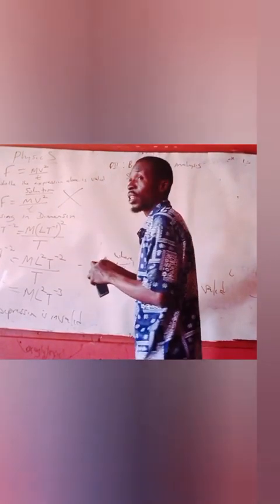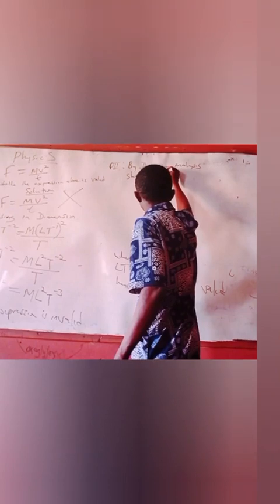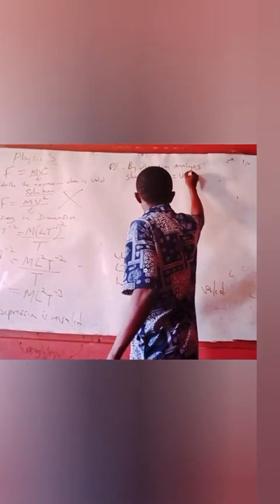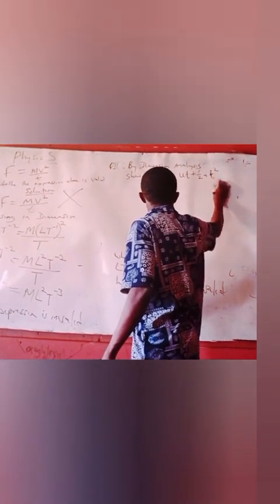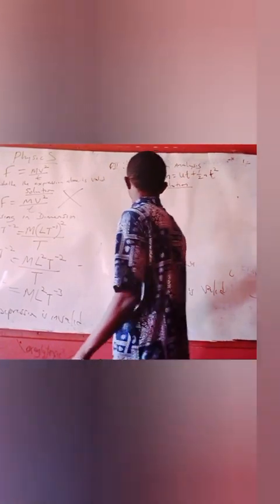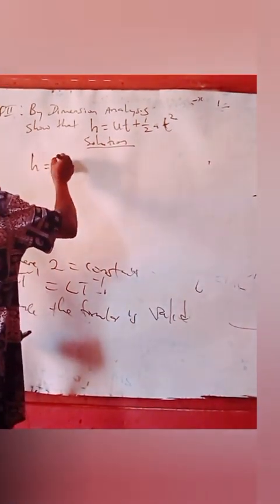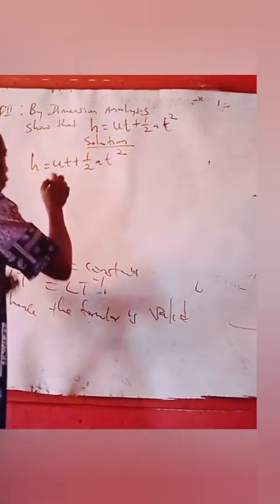So by dimensional analysis, show that h is equal to ut plus half at squared. First of all, bring down this: h is equal to ut plus half at squared.